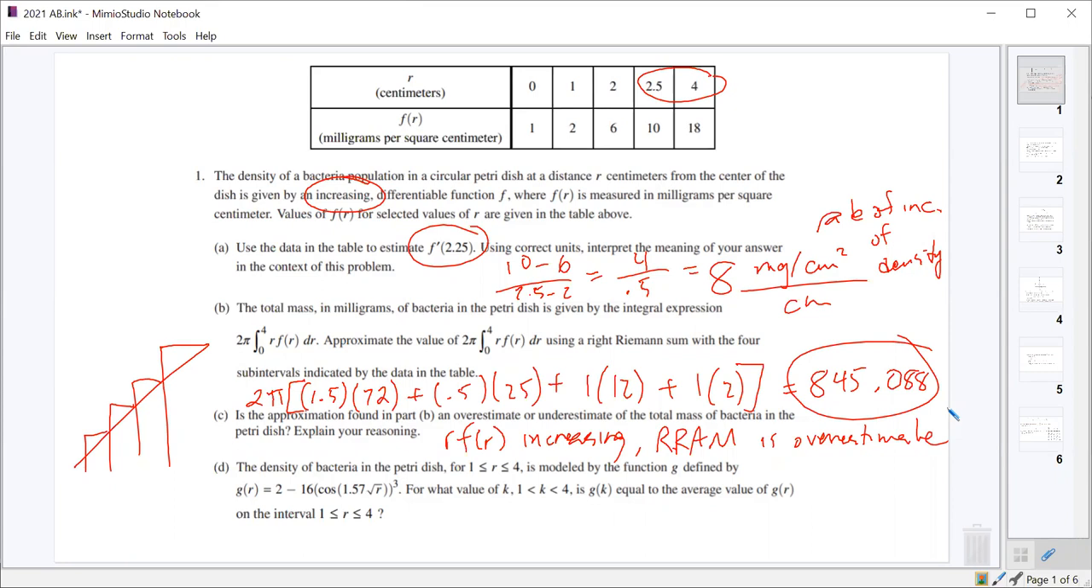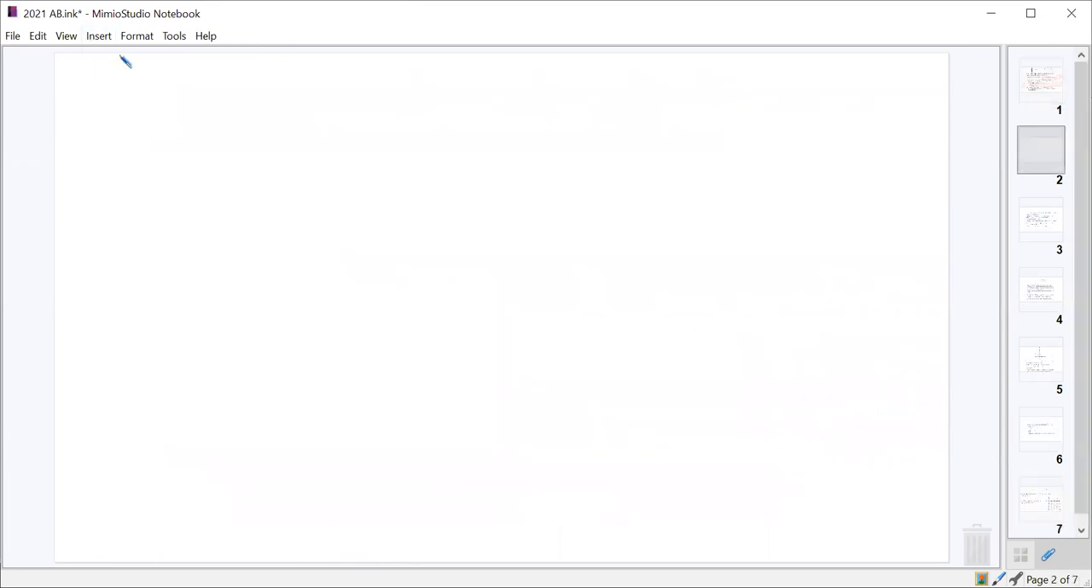Okay. Part D, the density is modeled by this function g of r here. We want to know for what value of k is g of k equal to the average value of g of r. So if we want to figure out when does this function equal the average value of this function, what's the first thing we need to find? The average value of that function, right? So how do we find the average value of that function? Use the mean value theorem for integrals. 1 over b minus a times the integral from a to b of g of r. And we want to set that equal to g of k.